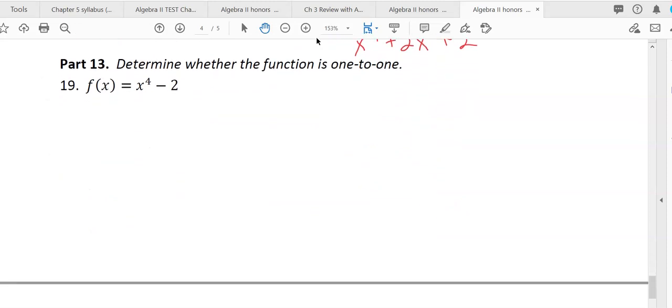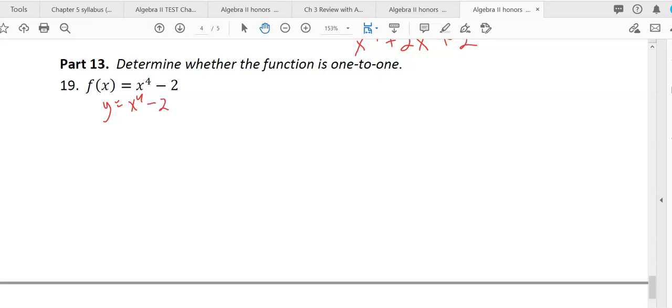Determine whether it's one to one. You can do this a couple different ways. So let's just try to do this algebraically. This would be the kind of sure way of doing it. Sometimes the graph can be a little deceptive. So to do this, we could solve for y, because y is really f of x, right?